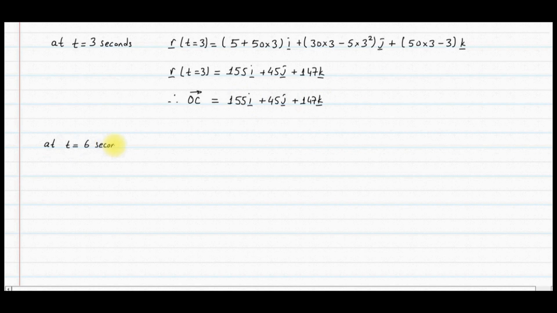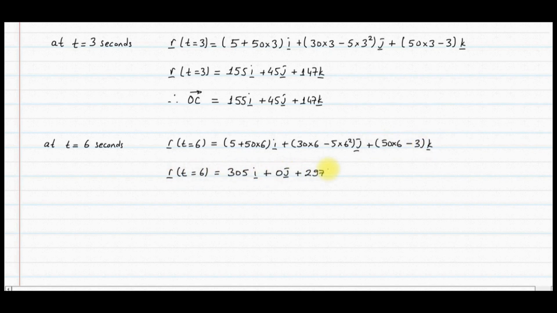And at t equals 6 seconds, the vector r is equal to (5 plus 50 times 6)i plus (30 times 6 minus 5 times 6 squared)j plus (50 times 6 minus 3)k. Therefore, the vector OB is equal to 305i plus 0j plus 297k.